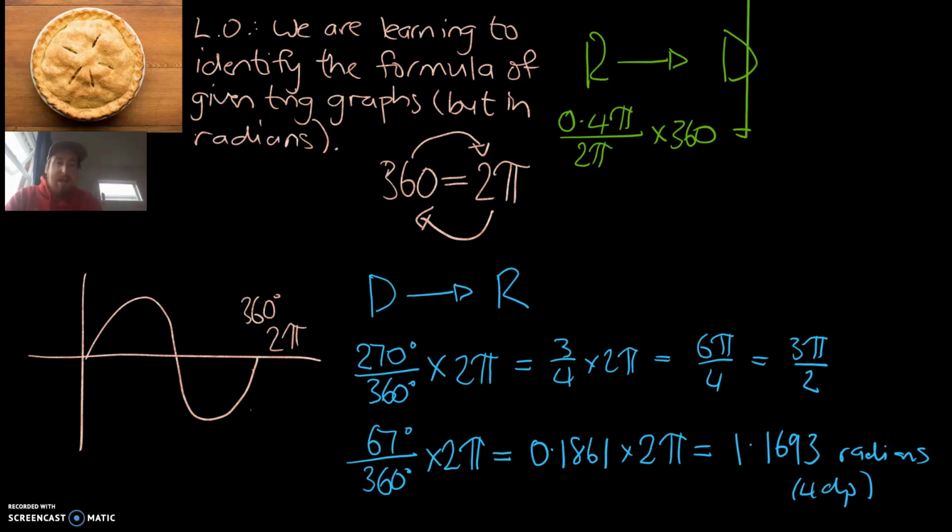And what that's going to get us is, apologies about the glitch there, 0.4 over 2 times 360. And 0.4 over 2 comes to 0.2, and 0.2 times 360 is going to get us to 72 degrees.